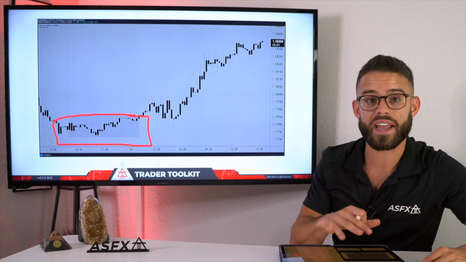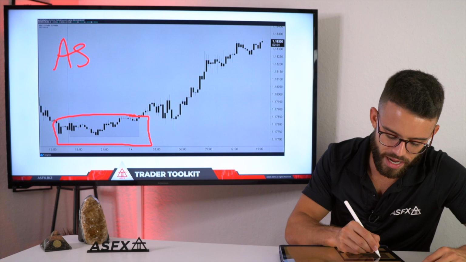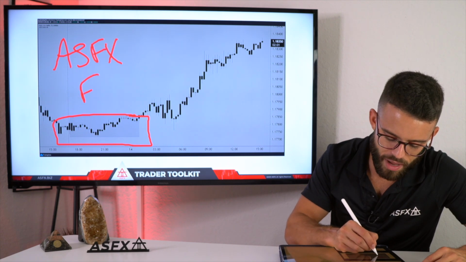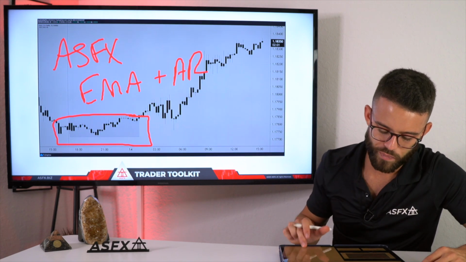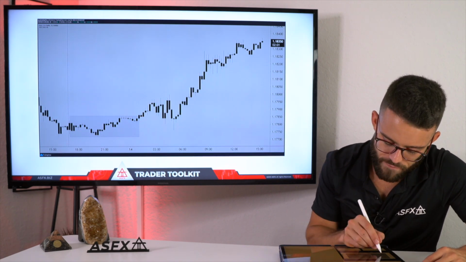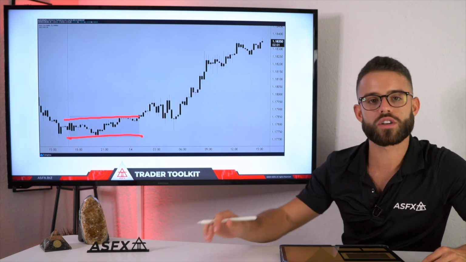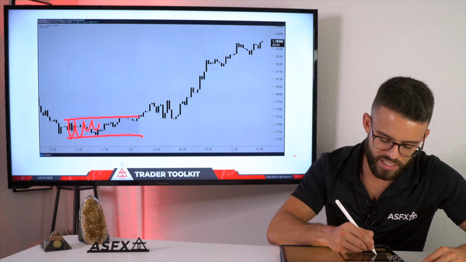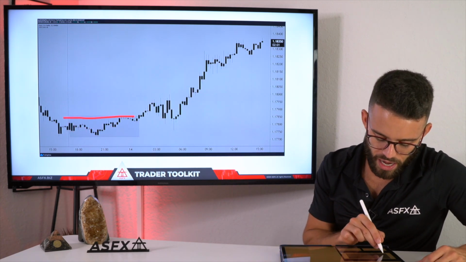This is part of the ASFX EMA and Asian range indicator. It's ASFX EMA plus Asian range. AR is Asian range. It puts a horizontal line at the Asia high and a horizontal line at the Asia low, and it kind of shades in the background. You don't need the background shaded in. As you see more of my charts, I only have the high and low marked.